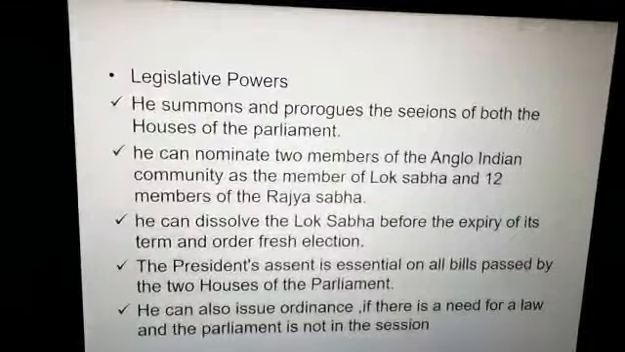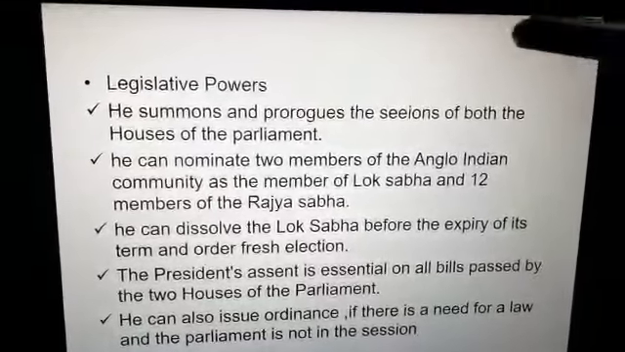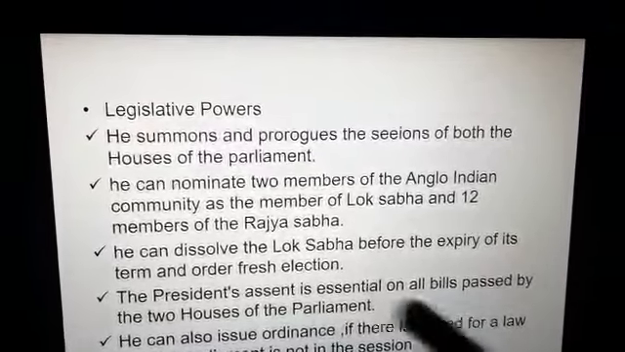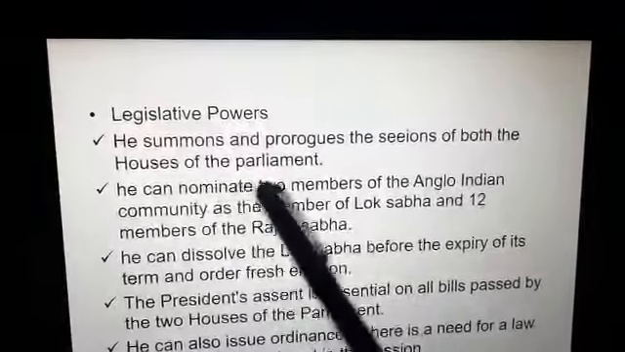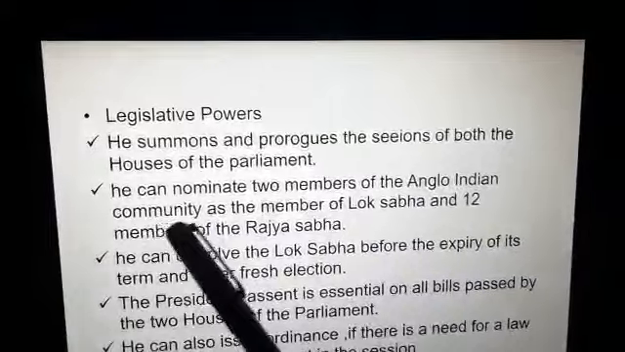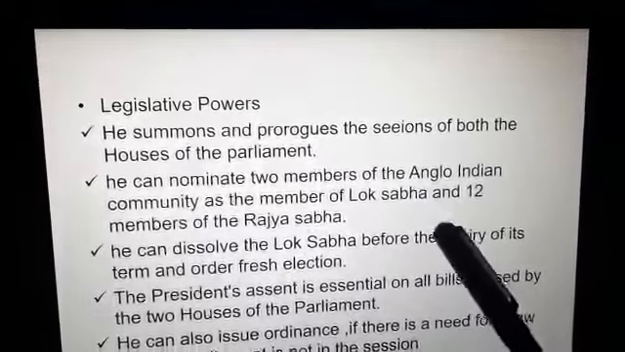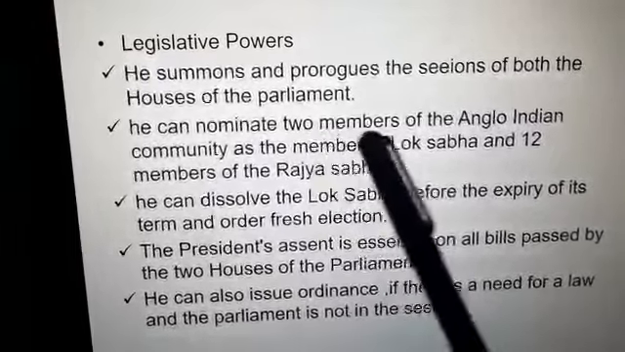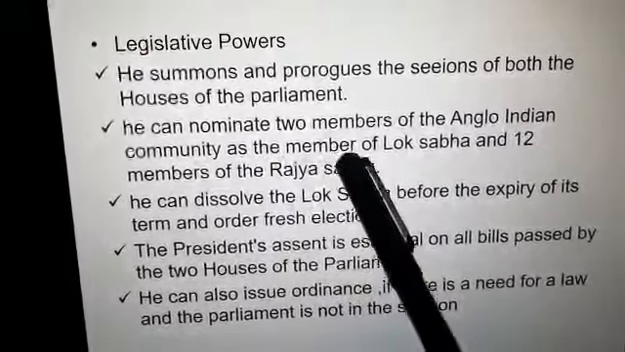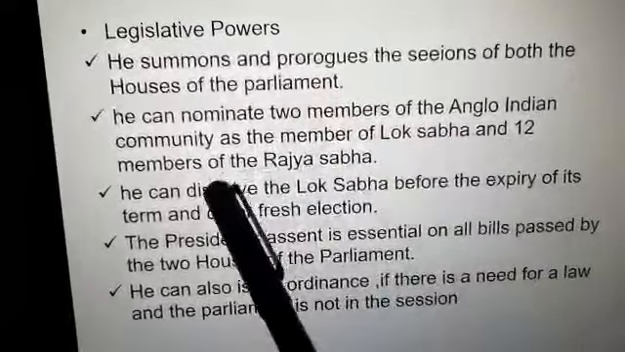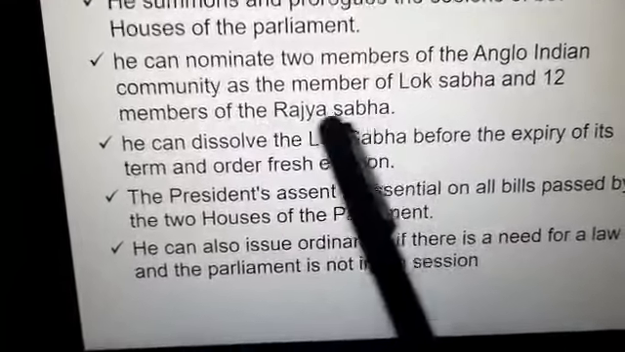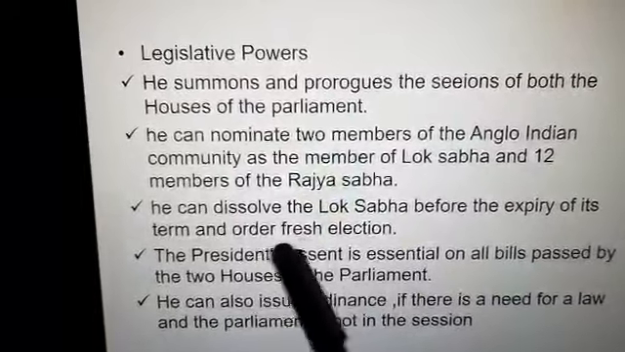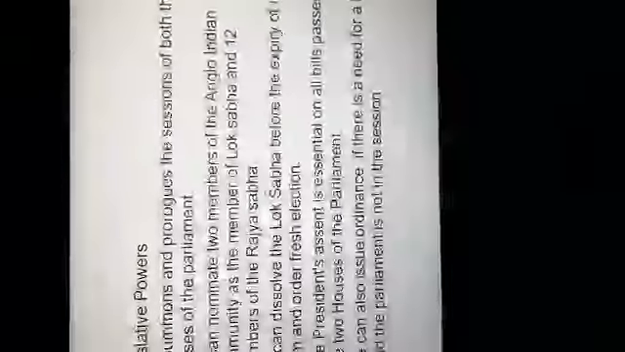Now coming to his legislative powers, he summons the sessions of both the houses of the parliament. He can nominate 2 members of the Anglo-Indian community as members of the Lok Sabha and 12 members of the Rajya Sabha. He can dissolve the Lok Sabha before the expiry of its term and order fresh elections.